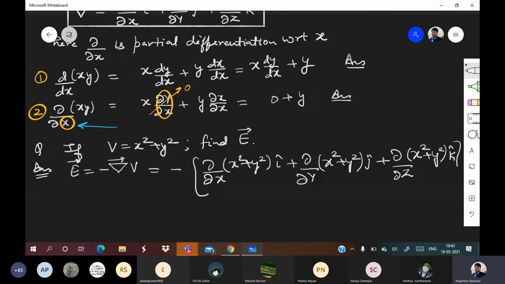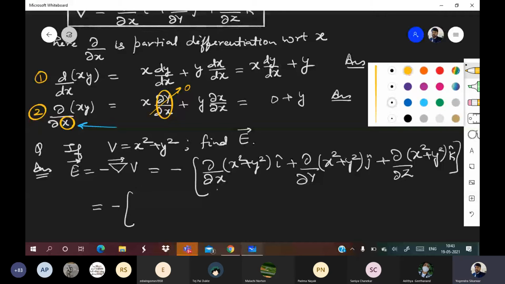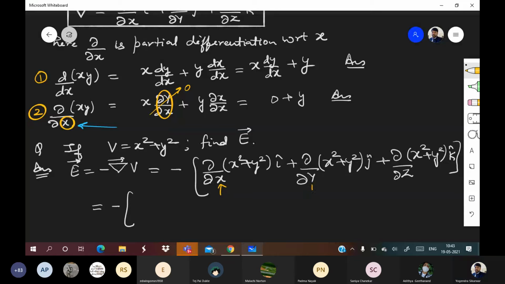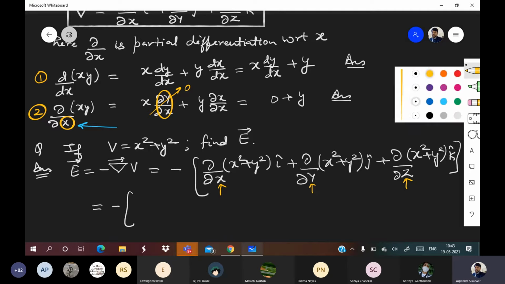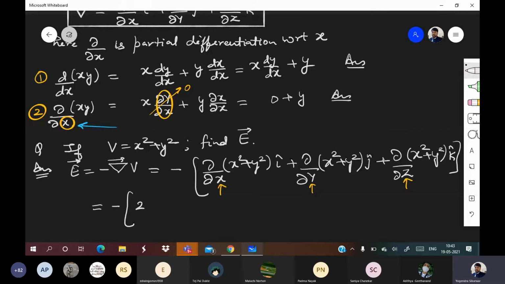Okay, so this is the scenario. Now the minus sign is anyway outside. In the first case, you are differentiating with respect to x. As you are differentiating with respect to x, y will be treated as constant. So what you can write is 2x plus 0, because the differentiation of y square will be 0, i cap.